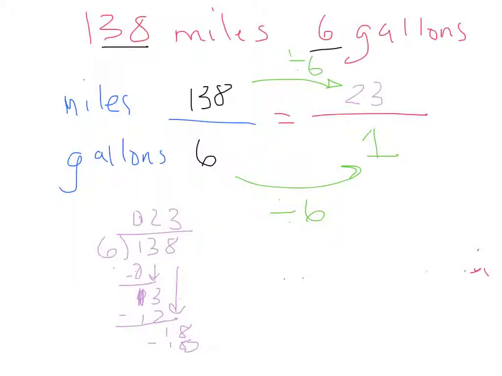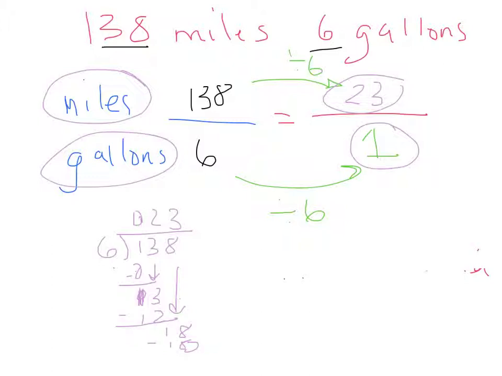What I do now is go back to my original labels. So that means I can go 23 miles for 1 gallon. Okay, so try that with the work that you're doing with unit rates.